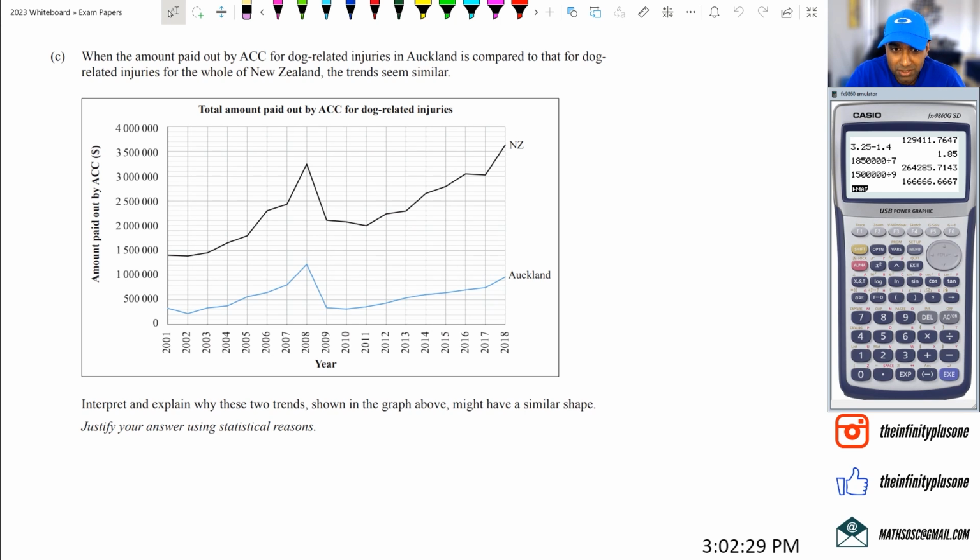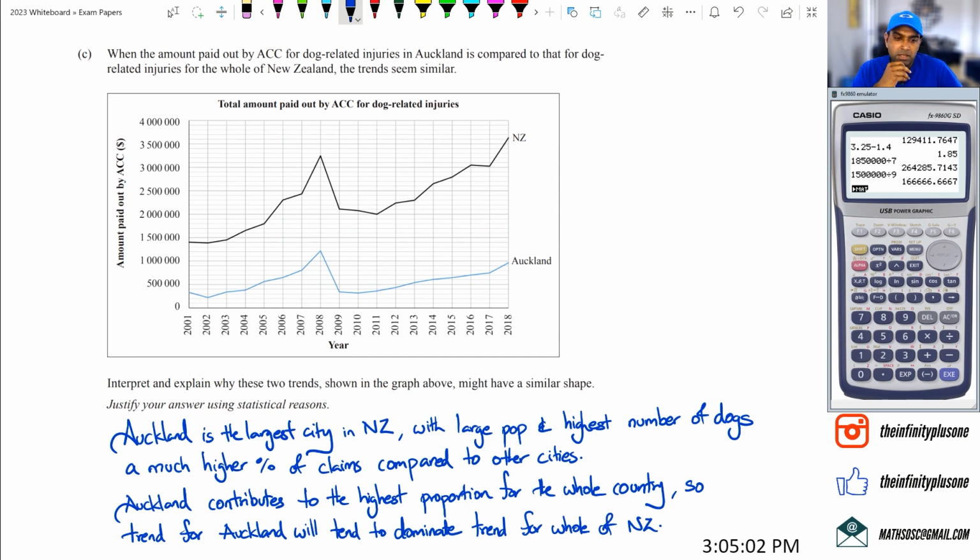Auckland's got the highest claims already from what we've seen so far. Now, because Auckland has the highest proportion for the whole country, whatever the trend in Auckland is, it's probably going to be very similar for the trend for the whole of New Zealand as well. So it's just something that you guys can talk about. All right, now let me just write that down and then we'll sum it up. So there we go. Yeah, that's pretty much a couple of the statements that's actually worth writing.